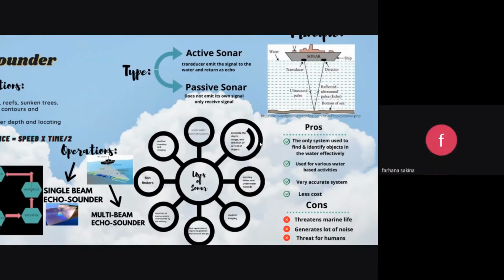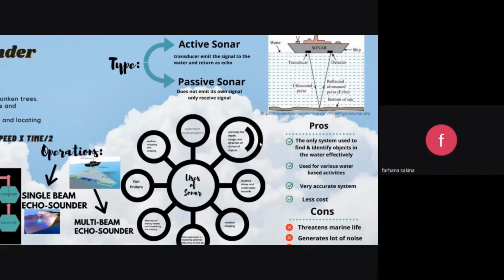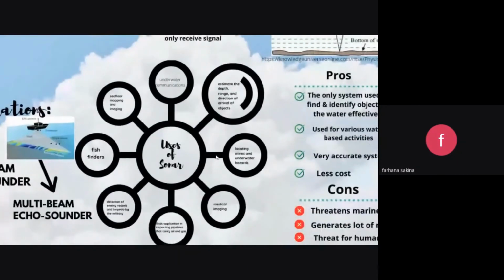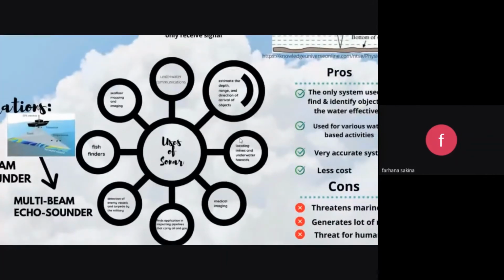Next I will talk about the uses of sonar. There are about 8 uses of sonar. Firstly, sonar can be used to estimate the depth, range, and direction of arrival of objects, such as vessels and submarines. Second, it can be used for underwater communication, but it is only applied to special sonar.